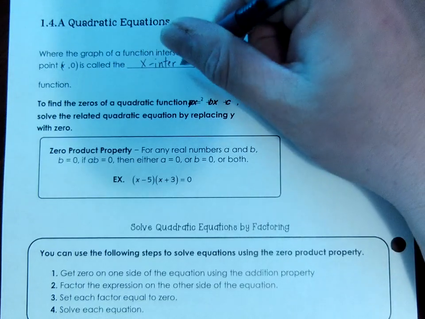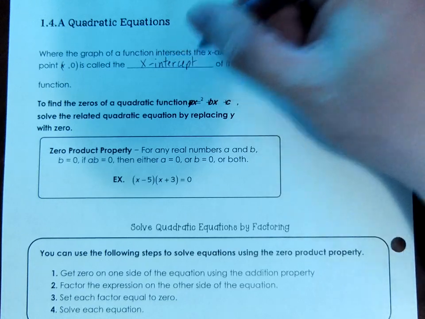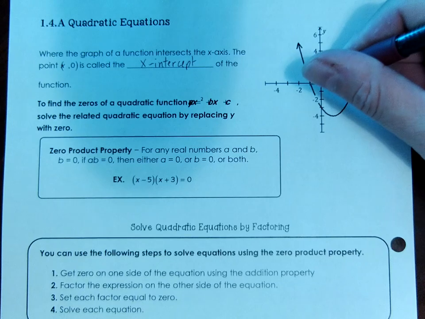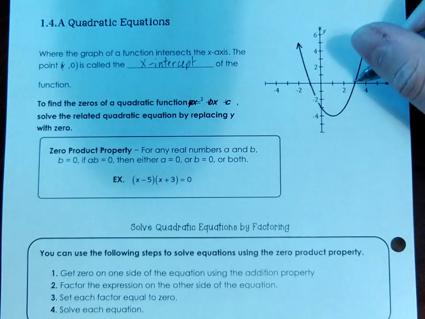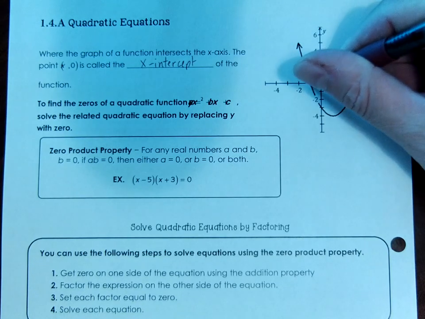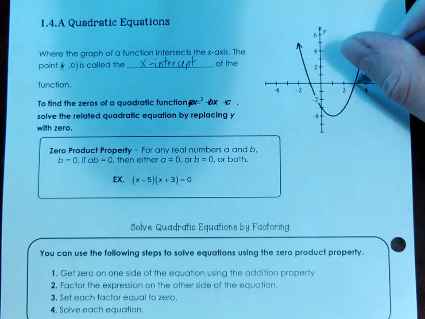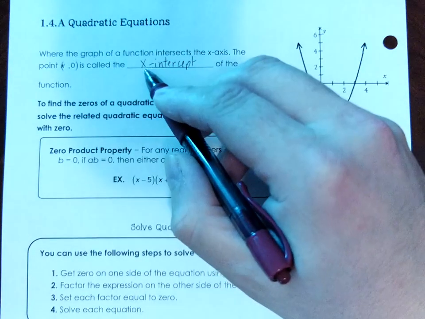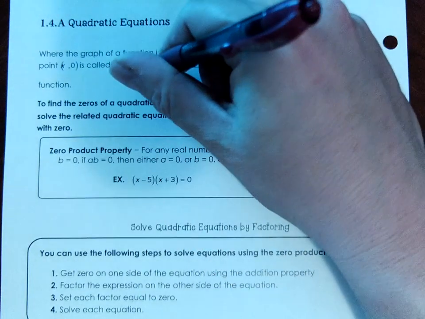Now, some quadratic equations have two x-intercepts. For example, this one intersects the x-axis at -1 and +3. So this would be (-1, 0) and (3, 0). Some intercept the x-axis only once, which is going to come later on in the notes. And some don't have any x-intercepts. These x-intercepts are also called zeros.